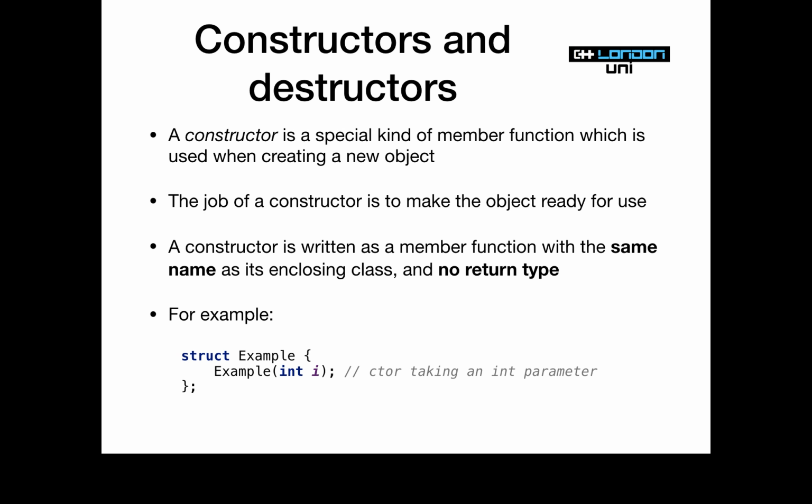Here's a little example struct, and we can see we've written a member function called example, which takes an integer parameter and has no return value. Just as with member functions, we can have any number of parameters we like. In this case, I've just said one int, but we could have 0 parameters, we could have 1,000 if you really wanted to. Probably not a good idea, but in theory you could.